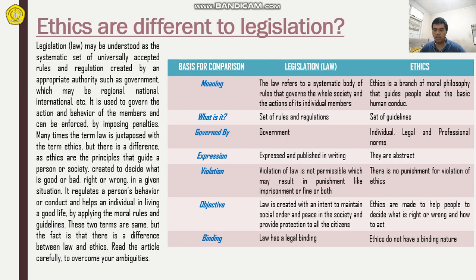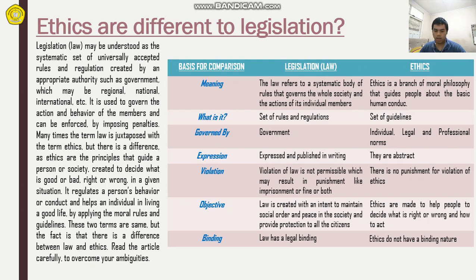Many times the term law is juxtaposed with the term ethics, but there is a difference, as ethics are principles that guide a person or society, created to decide what is good or bad, right or wrong in a given situation. It regulates a person's behavior or conduct and helps an individual in living a good life by applying moral rules and guidelines. These two terms seem the same, but the fact is that there is a difference between law and ethics.